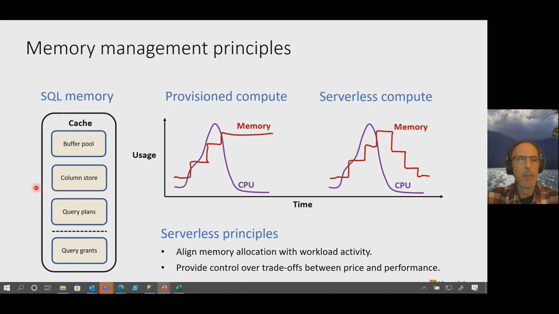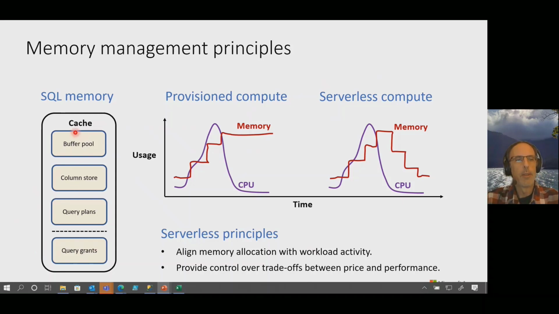But then outside of cache memory, another source of significant memory consumption is query grants. Each time a query is run, a memory grant is allocated, and then when that query completes, that query grant memory is deallocated. So in a sense, query grants already naturally align with the serverless paradigm of resource allocation based on usage.